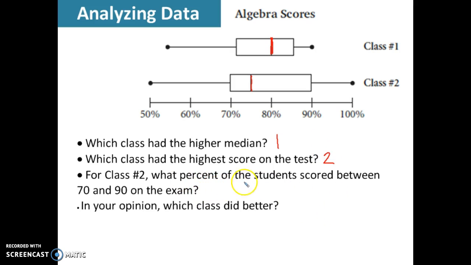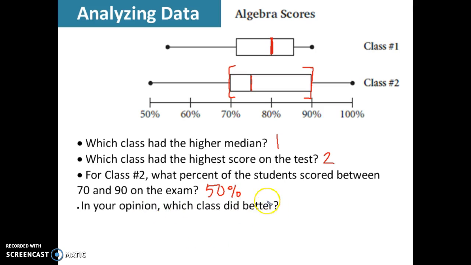For class 2, what percent of the students scored between a 70 and a 90? Here's my 70 and here's my 90. So this is my interquartile range. And remember, each of these sections is 1/4. So this is two sections put together. So that means 50% scored between 70 and 90.